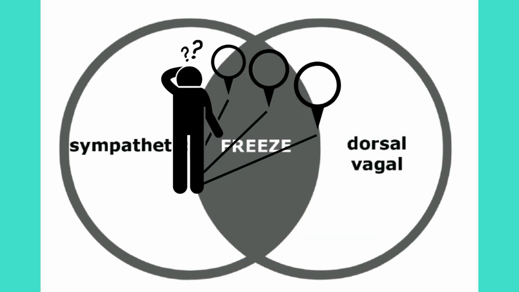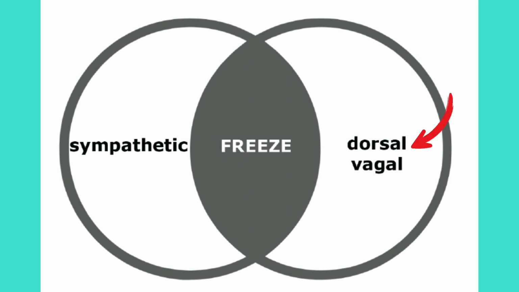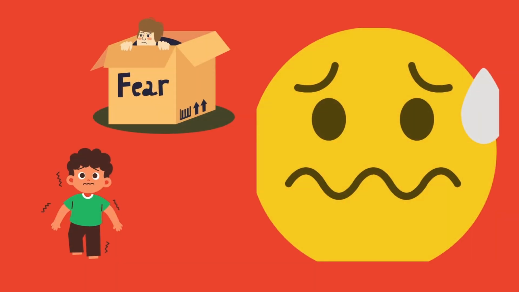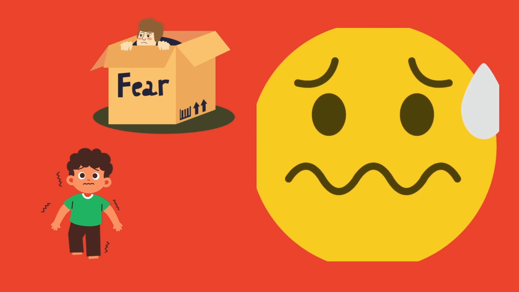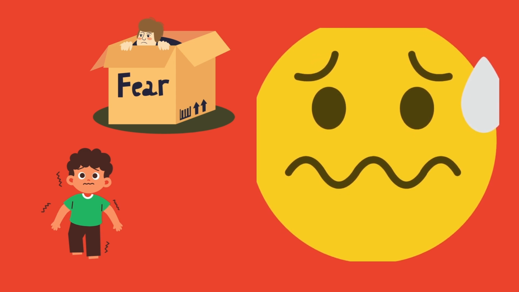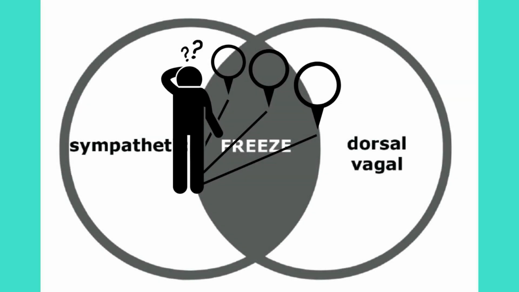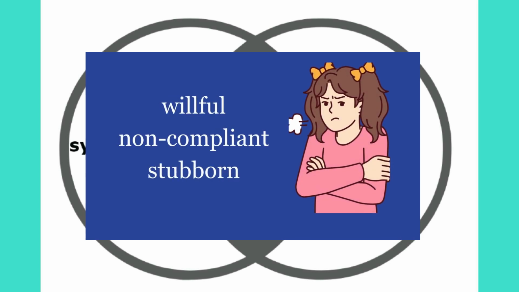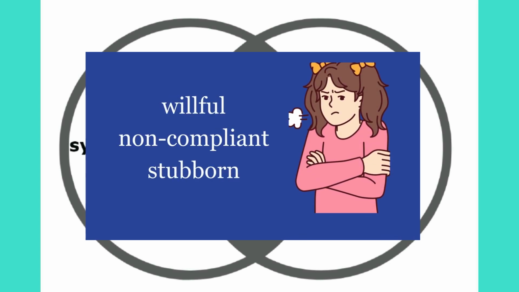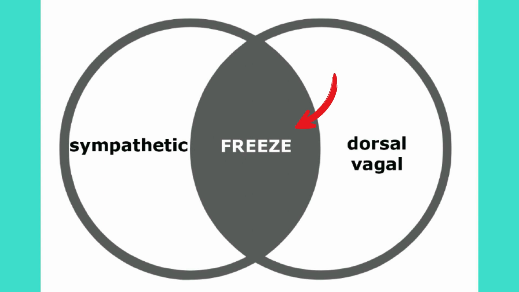This response is a blending of sympathetic and dorsal vagal states. A student may freeze by remaining still, showing signs of fear on their face, and tensing muscles in their body. To manage the incoming sensory information, the freeze is activated to buy some time to process the information. These students are often described as willful, non-compliant, or stubborn. The actual cause for this type of behavior is often the freeze response.